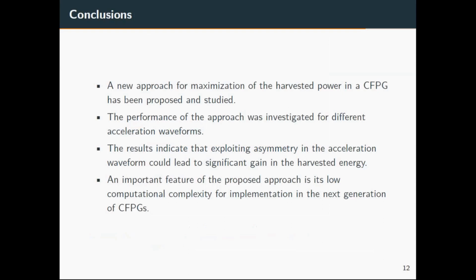And very quickly, I can summarize this. We proposed a harvested energy maximization technique based on looking at the previous values of the acceleration waveform, and using different electrostatic force values in two different directions, going from lower plate to upper and upper to lower, and dividing it into time intervals of delta. And the method is computationally very efficient. Thank you very much.